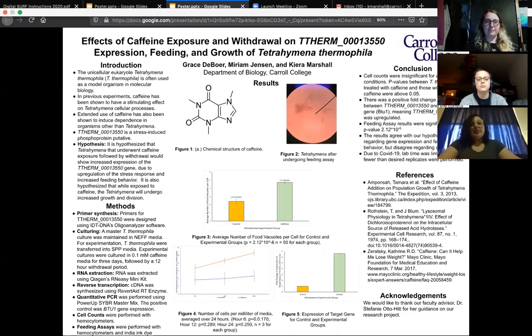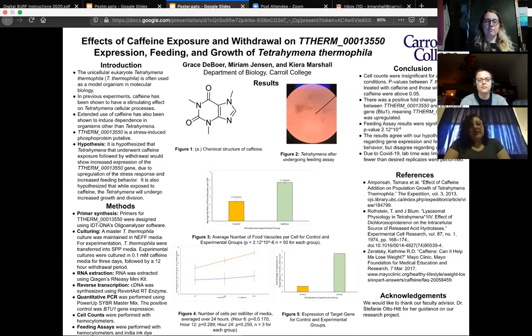In previous experiments, caffeine has been shown to be a stimulant for the cells, and it has also been shown that other organisms grow a dependence on caffeine after long-term exposure. So we just wanted to see what the exposure would do to them. Our hypothesis was that long-term exposure would upregulate the T-therm gene and increase the activity of these cells.